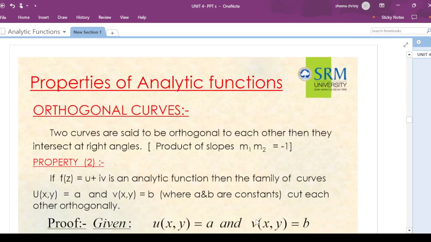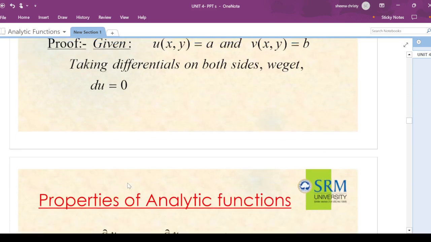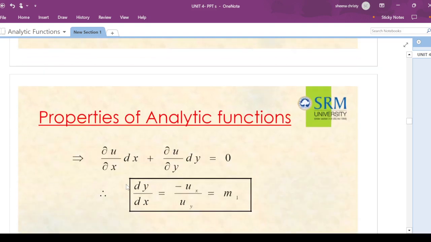The second property says that if f(z) is an analytic function, then the family of curves u(x,y) = a and v(x,y) = b cut each other orthogonally. That means the product of their slopes is equal to -1. So consider f(z) as an analytic function. Then it satisfies the CR equations. That means ∂u/∂x = ∂v/∂y and ∂u/∂y = -∂v/∂x.